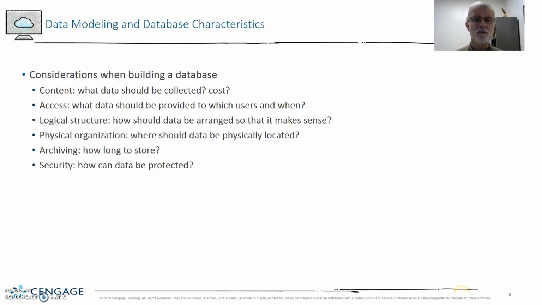The physical structures, where is the data going to reside? Where's the system going to reside? How do I get access to it? How long do I store information? How long before I worry about the archiving? And then security. How am I going to protect this information?